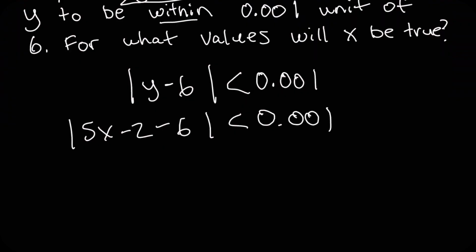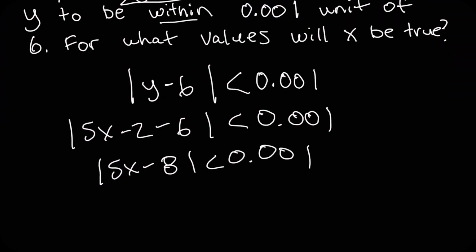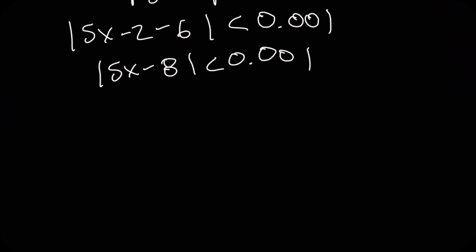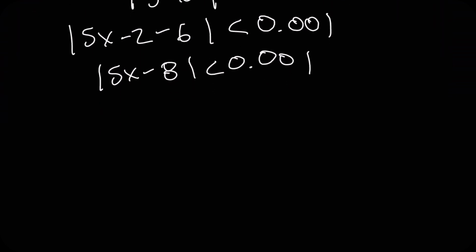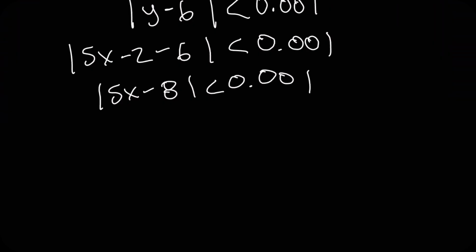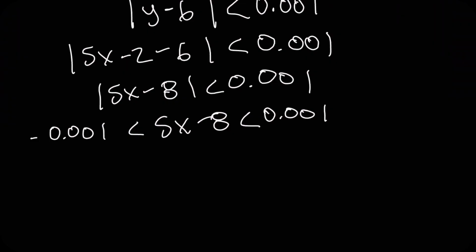Okay, so doing a little bit of simplification here, we will end up with the absolute value of 5x minus 8 is less than 0.001. Now, if it's within, we know that we're going to have our 5x minus 8 sandwiched in between these two values. So 5x minus 8, and then we'll have the positive 0.001, and then we'll have the negative 0.001.